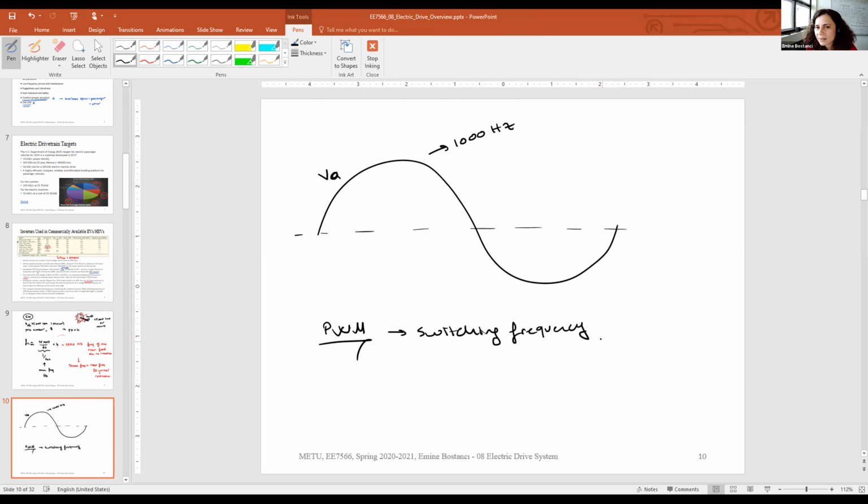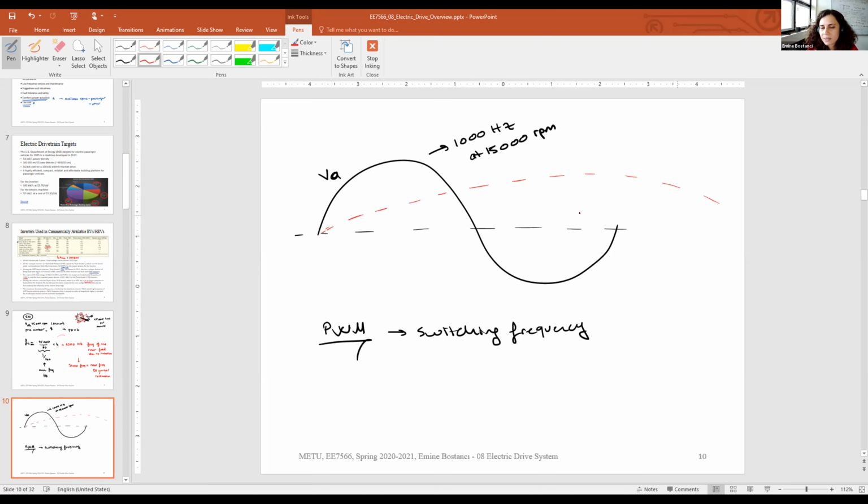But the problem with variable speed drives is that the frequency is going to change all the time. So this is 1000 Hertz at 15,000 RPM. What about at 1500 RPM? If you have 1500 RPM, you are going to have something which I cannot draw. It is going to be 100 Hertz at 1500 RPM, right? It's going to be 10 times less.